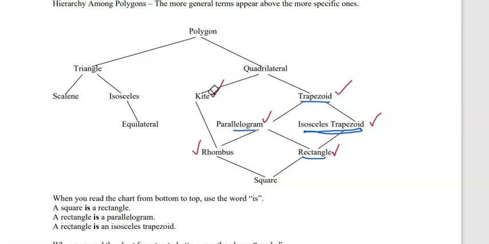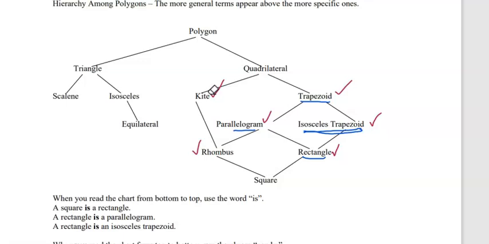When you read this chart from the bottom to the top, you can use the word is. Like a square is a rectangle. All squares are rectangles because by definition, a rectangle is a parallelogram with four right angles, and that also is what a square is. So all squares are also rectangles. A rectangle is a parallelogram, because all rectangles are parallelograms. A parallelogram by definition is a quadrilateral with two pairs of parallel sides, which all rectangles have.